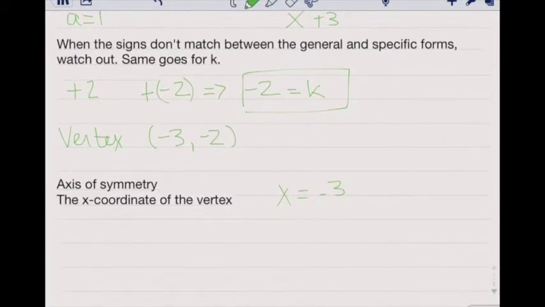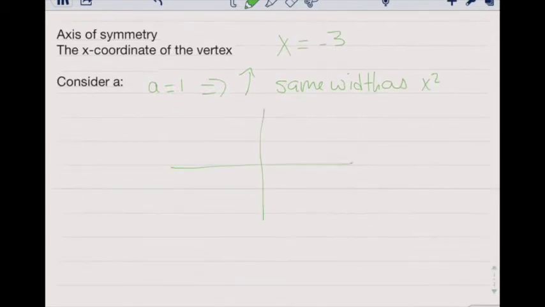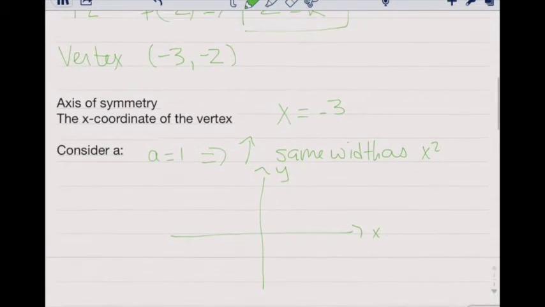I still have to consider a. A is equal to 1 in this case, which implies it opens up, and it's the same width as x squared. So now I can move on to drawing it. My x-axis, my y-axis, my vertex point, if I scroll down, it's negative 3, negative 2. It opens up, and it's the relative width of x squared.